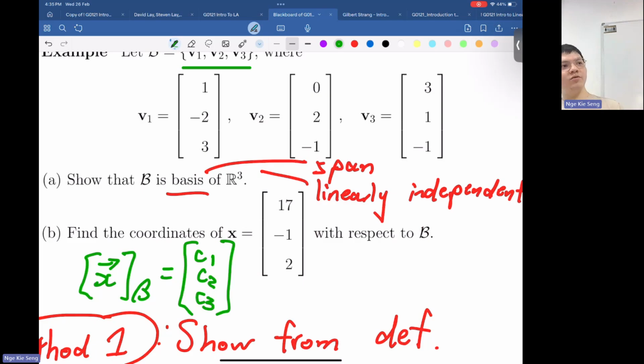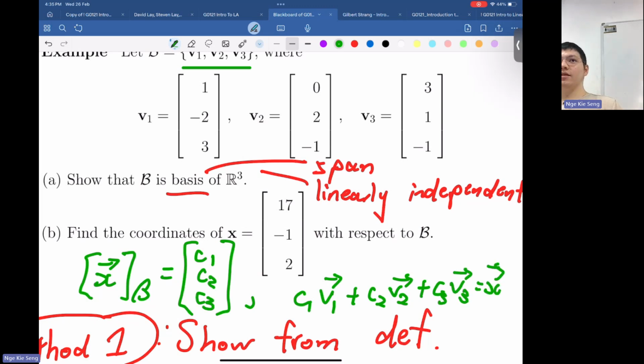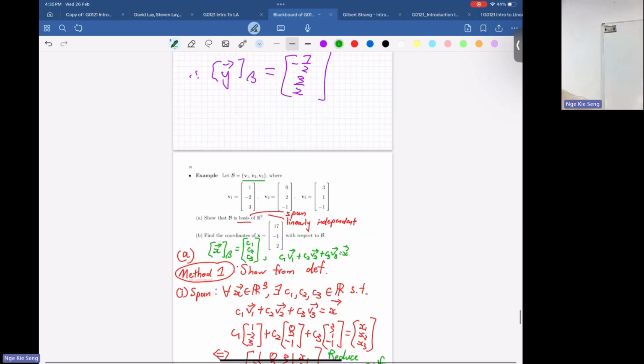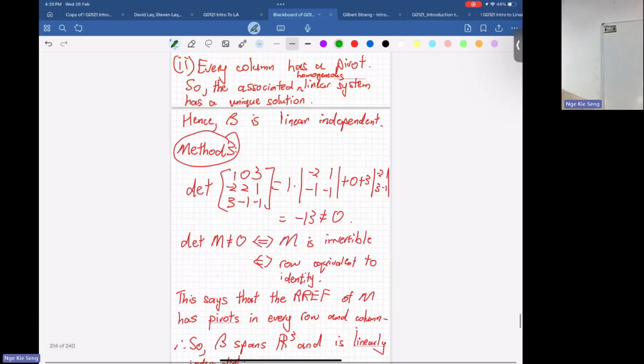But what do these 3 numbers do? What's the definition of this coordinate vector? What do C1, C2, C3 satisfy? C1 times V1 plus C2 times V2 plus C3 times V3 equals x. So again, solve the linear system. Okay, let's skip this.